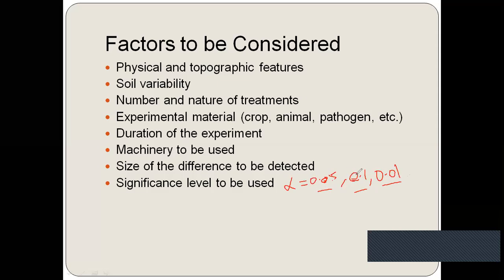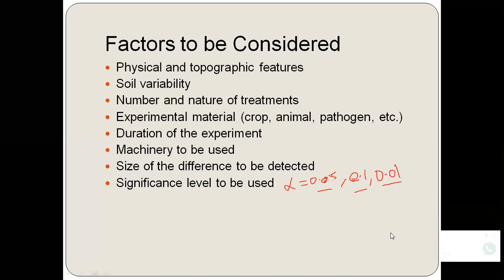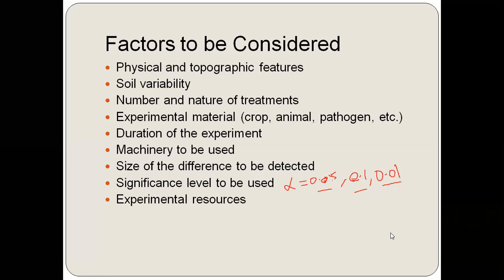Whatever the level that we will have to justify, right? Experimental resources, what sort of resources that we have with the land, the size of the land, other types of resources, amount of financial support, etc. All these are important when you plan a proper experimental design. So these are the factors that we can consider.